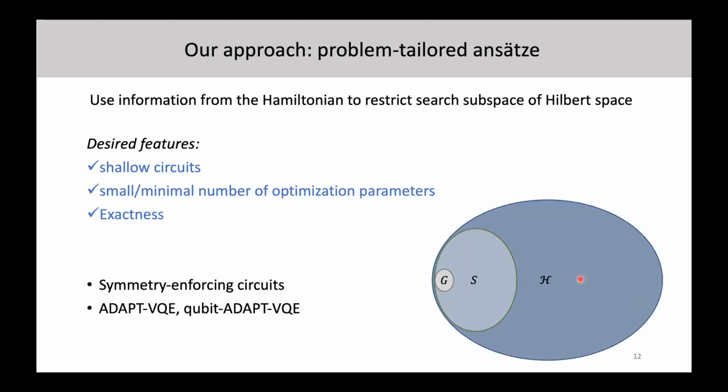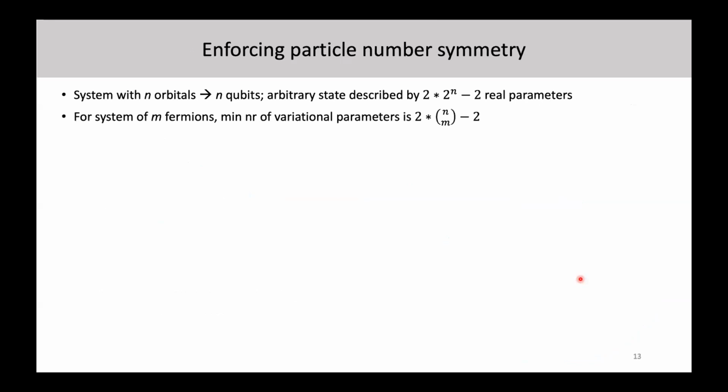But the general theme is that we want to make the ansatz as problem-tailored as possible. It should know as much about the problem that we're trying to solve as possible. And the features that we're after, again, are shallow circuits, minimal number of optimization parameters, and exactness. And so first, let me say a bit about symmetry enforcing circuits.